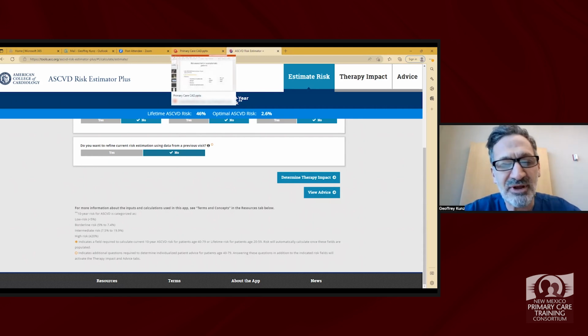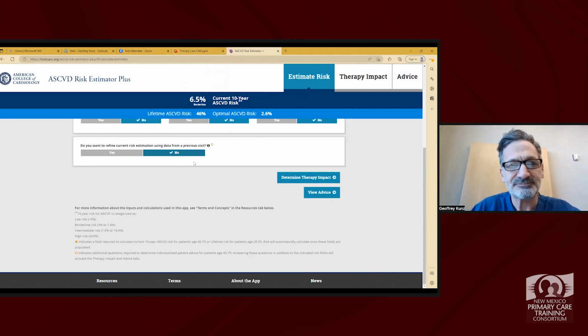So up to 3% or less is considered low risk. Up to 10%, 10-year risk is considered intermediate risk. 10 to 20% is considered a high risk group, and then greater than 20% very high risk. So it gives you a number to go by.